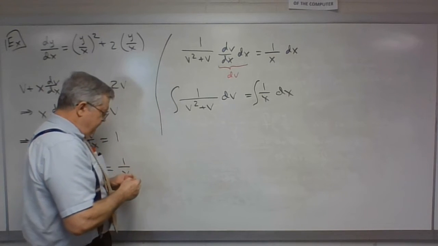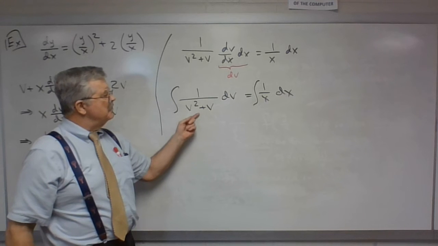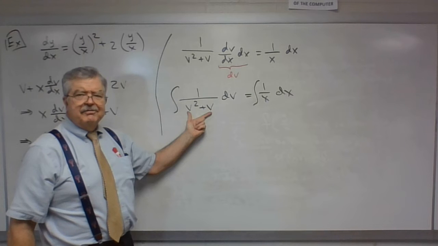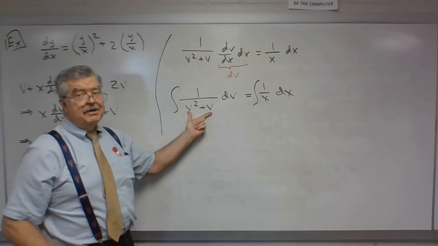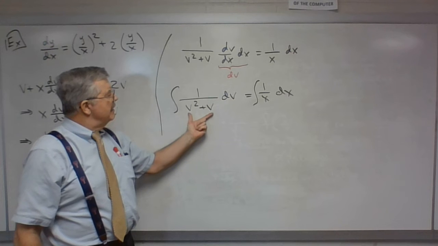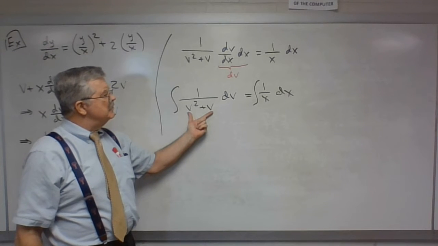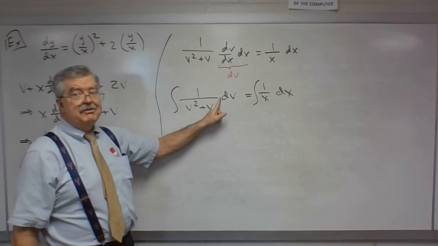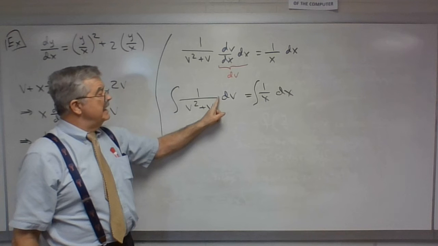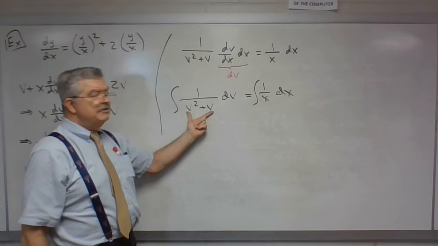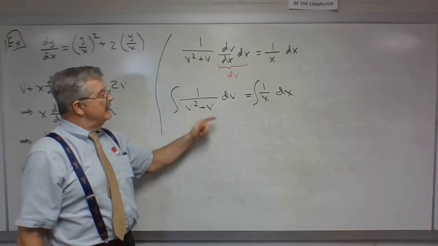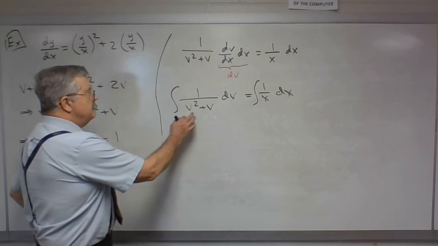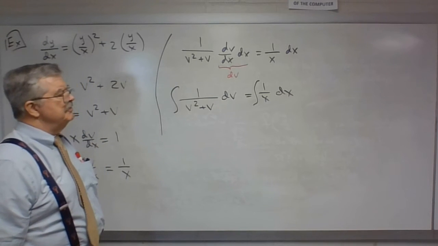And oh dear, how do we do this? I can't let v squared plus v equal u and use u substitution. If I let v squared plus v equal u, I'm going to be looking for du up here, namely 2v plus 1, and it ain't here. I ain't got no du up here. So I can't do this by u substitution.